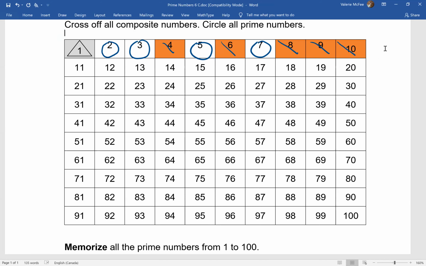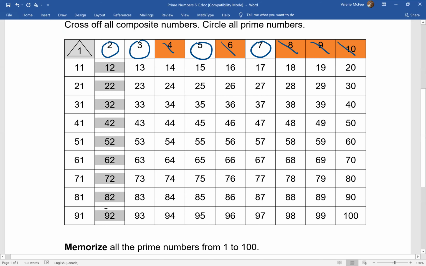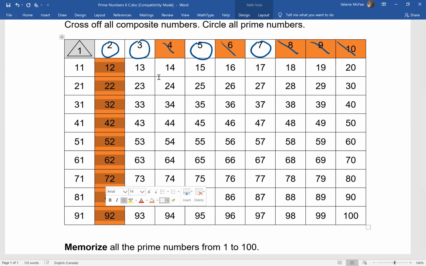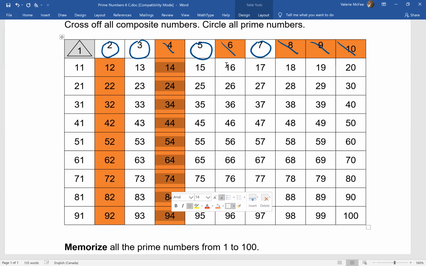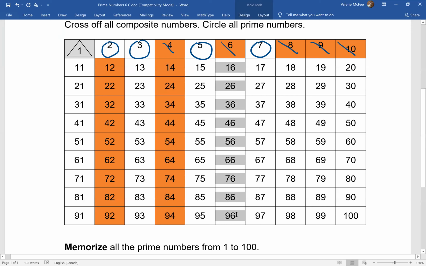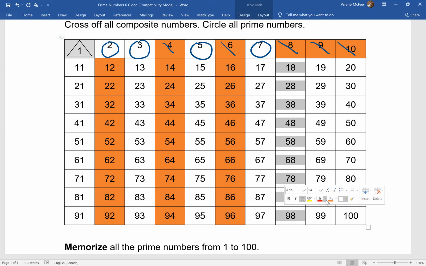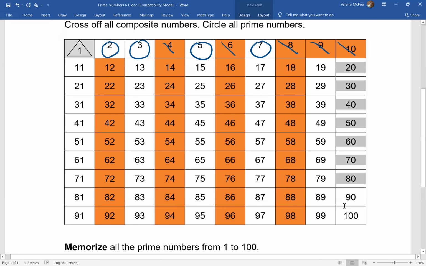Let's think about 2. 2 is the only even prime number. That means that all of the other numbers on this list that are even are divisible by 2, and therefore they have more than 2 factors. These are all even numbers, they are not prime. All even numbers, not prime.